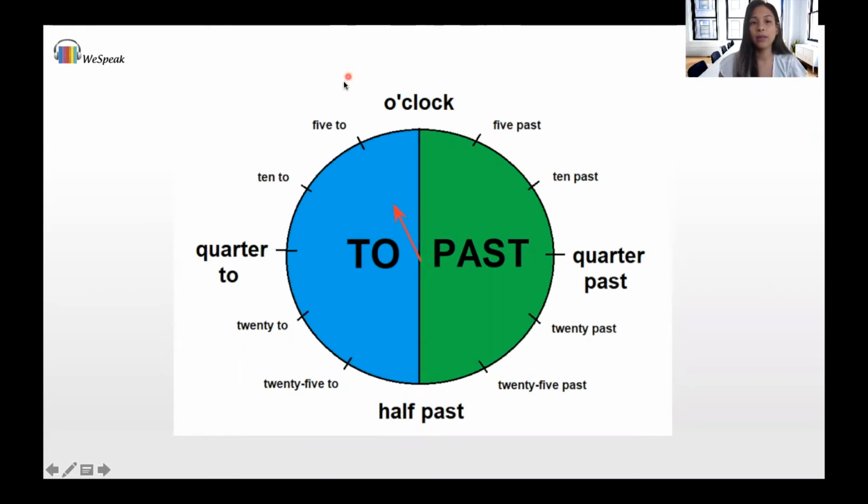Okay, what about this time? And I am going to change the other needle as well.